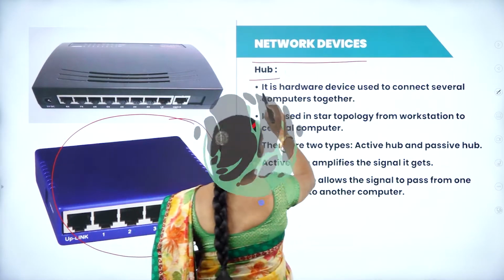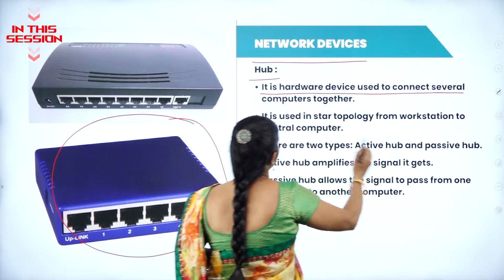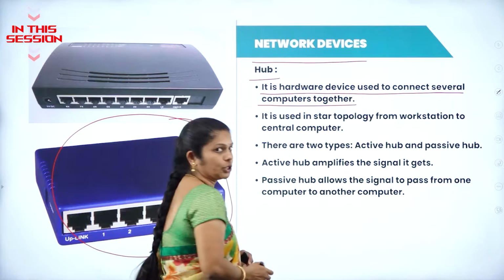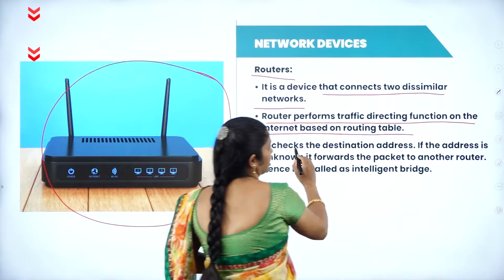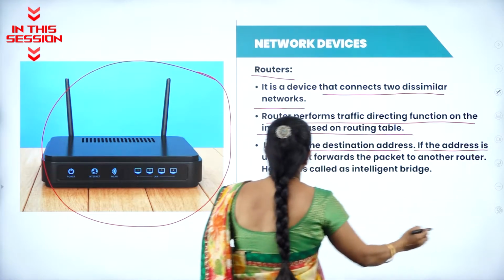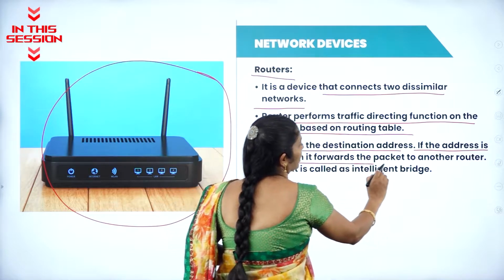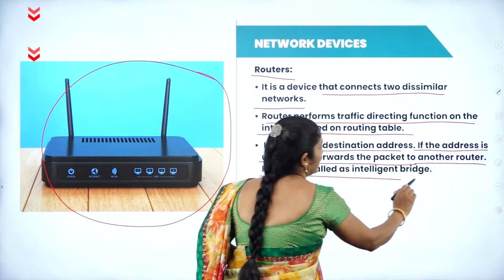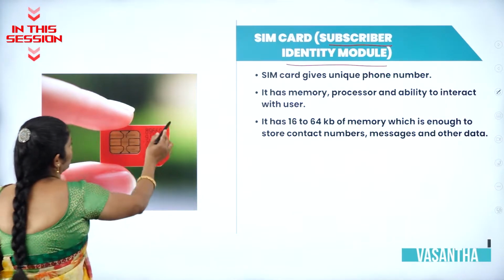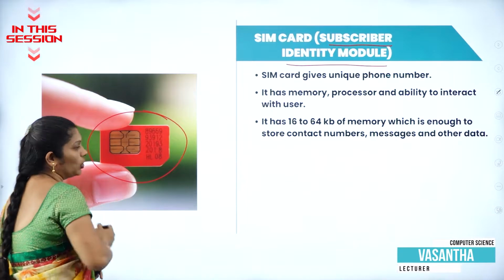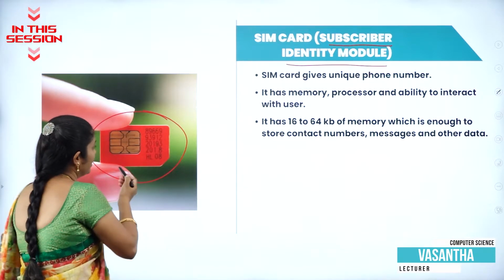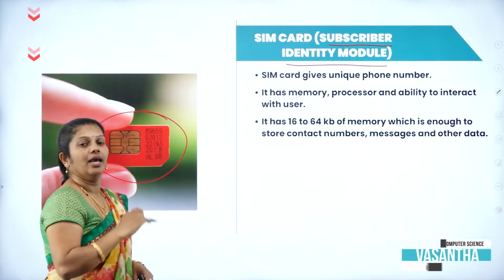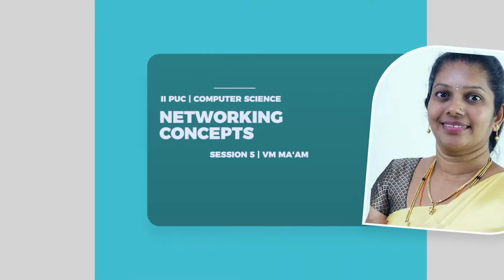It is a hardware device used to connect several computers together. And it checks the destination address. If the destination address is unknown, it forwards the packets to another router. Hence, it is called an intelligent bridge. If you observe this picture, we used to call it a SIM. Then what exactly does the SIM contain? It contains the information regarding a particular number.